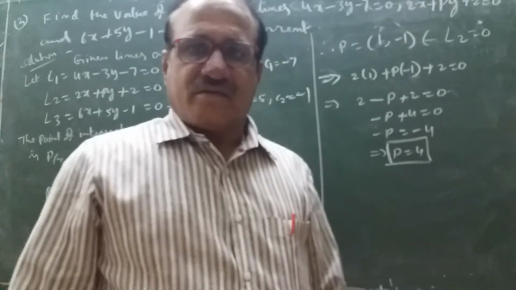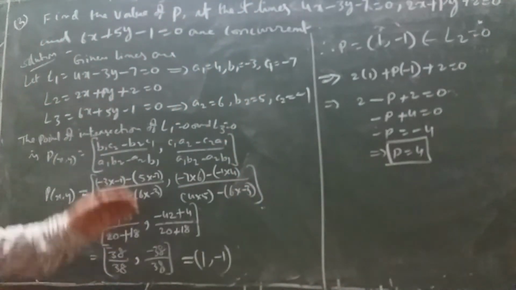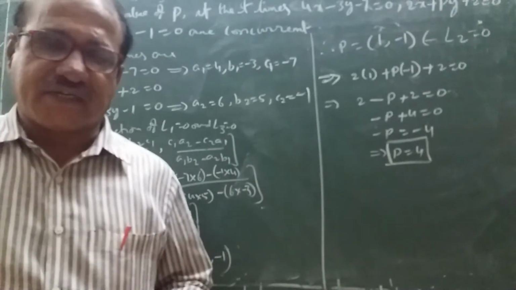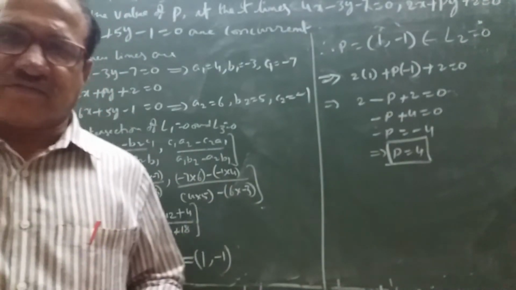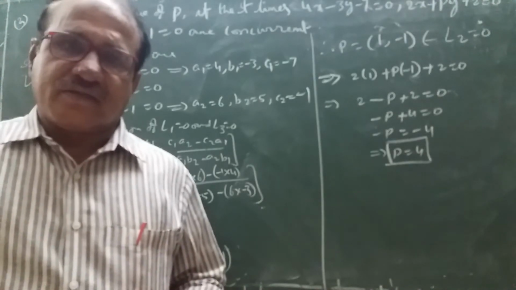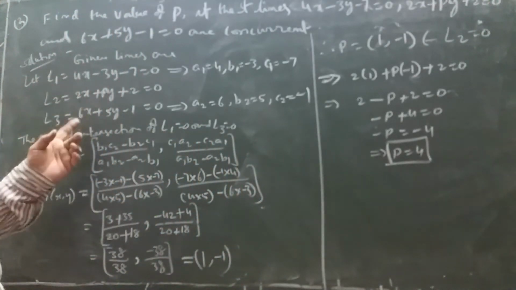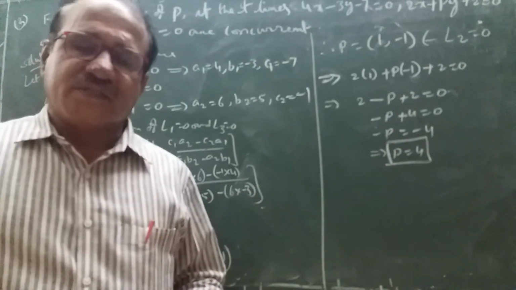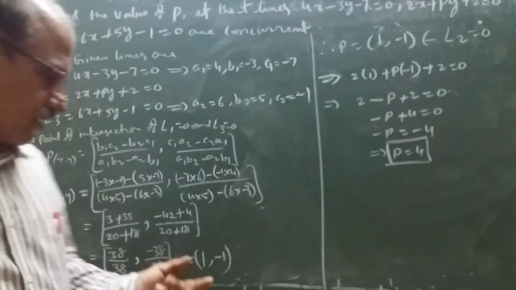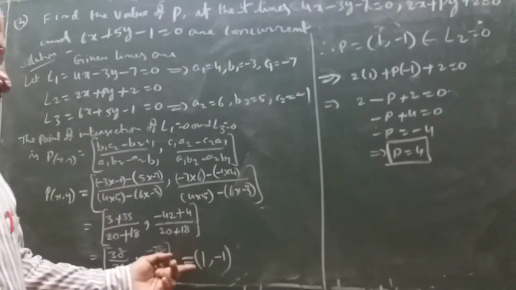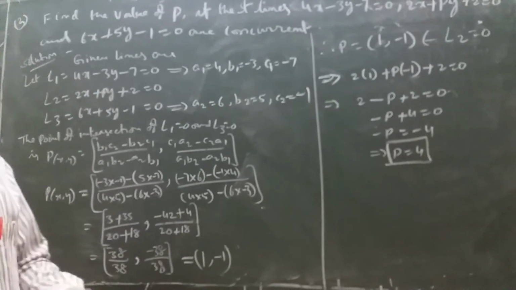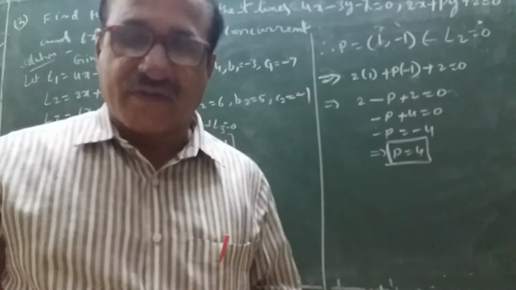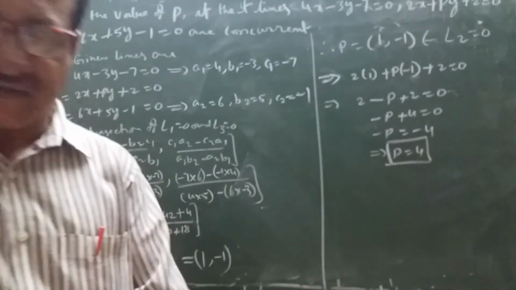Once again, you can recall the process. First, 3 equations of 3 straight lines which are concurrent are given. First, we have to solve any two. That means here we solve L1 and L3 by using the formula, or you can solve by the elimination method also. For that we get P, the point of intersection, as 1 comma minus 1. If we substitute these values in L2, we can find the value of P. Okay. Next, we can solve another one.